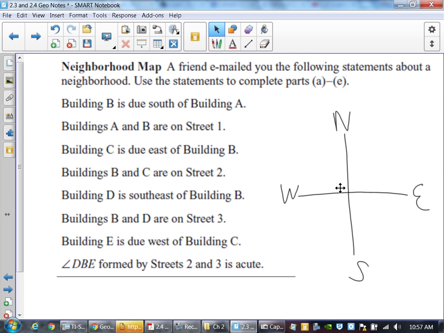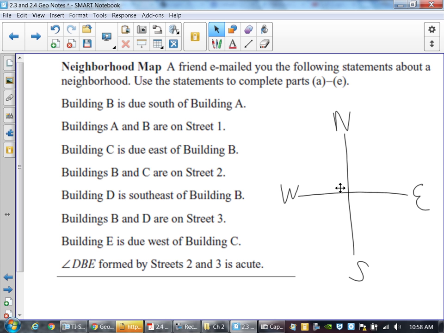D is southeast, so what direction is that going to be? It's on the left, but it's wrong. Look again. Oh, no, wait. Go southeast. Southeast is this way. Yeah, so it's on the right. And then it said, what, street number 3? Oops. I should have gone through the middle. All right, so there's street 3. Now, the last thing it says is that building E is due west of C.